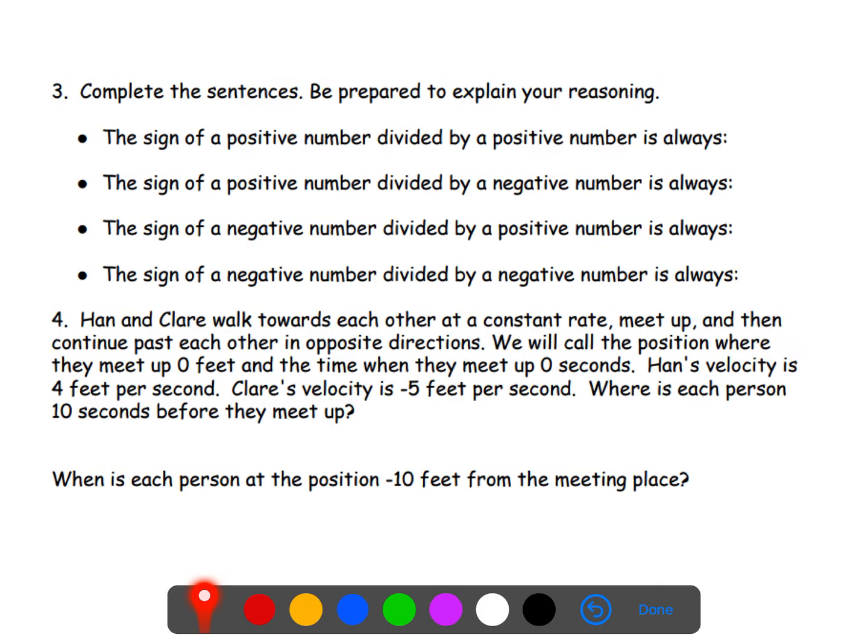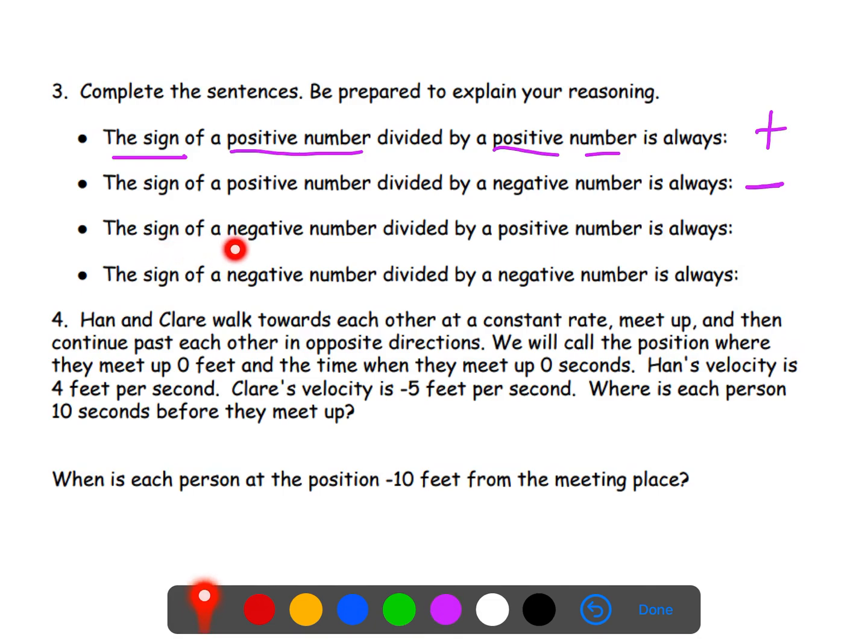So the first statement says, the sign of a positive number divided by a positive number is always, meaning the answer, the quotient here, is going to be positive or negative. If we divide a positive number by a positive number, of course, that's going to be positive. If we divide a positive number by a negative number, that goes back to some of those examples. One of those values is negative, so our quotient, our answer, is going to be negative.